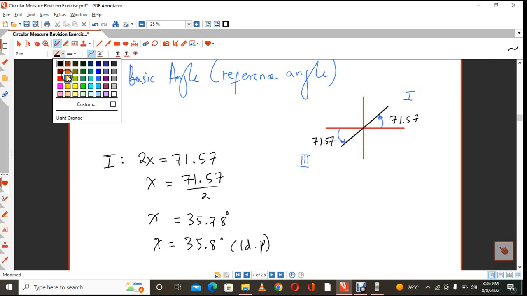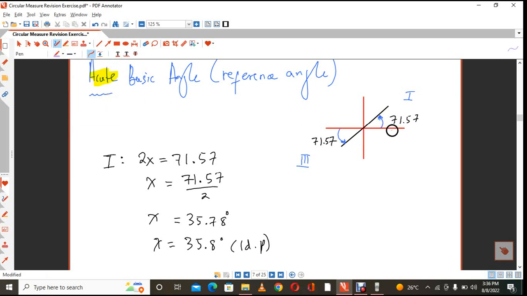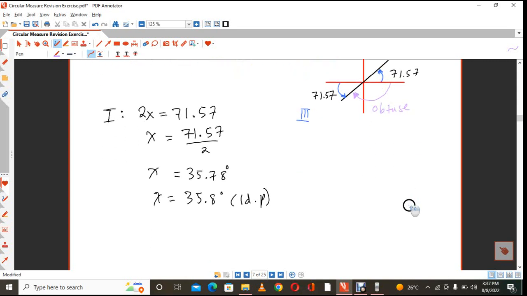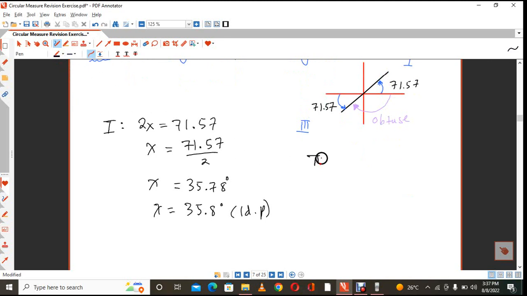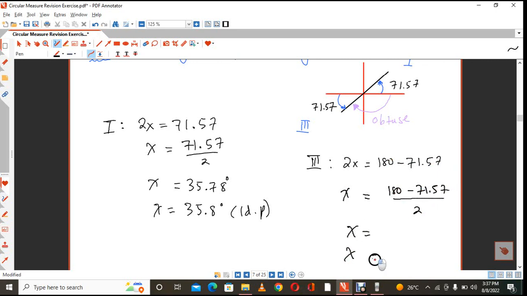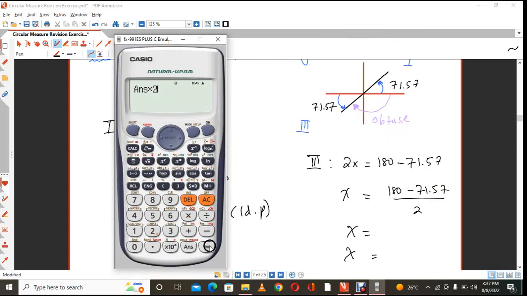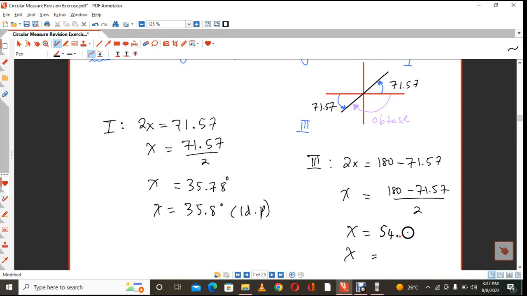Now on the negative end, what direction are we taking? The negative end, we must take this direction. So that means we're going to go from here to there. So the angle we are going to consider has to be obtuse, because it's negative. So what does that mean? In the third quadrant, our solution 2x would be 180 degrees minus 71.57. And then we divide that answer by 2. So I say 180 minus our answer, and then we divide that answer by 2, which gives me 54.22. So it's 54.22 degrees, so it's 54.2 degrees to 1 decimal place.